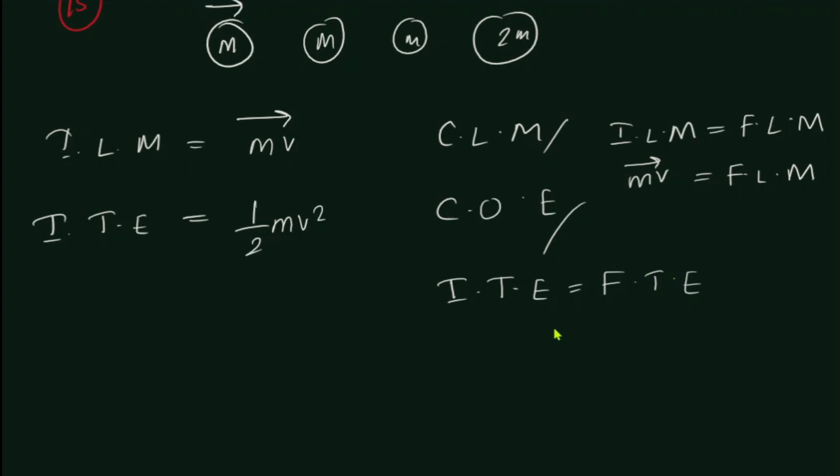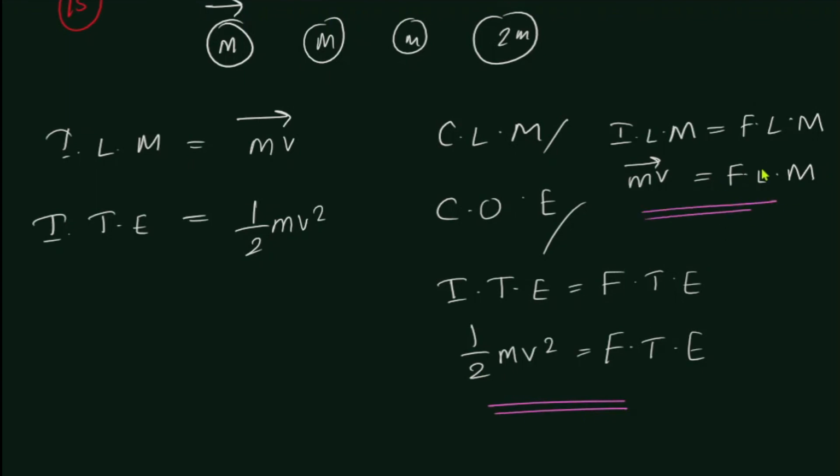What is the initial total energy? Half m v squared, which means the final total energy of the system after each and every object collides with each other should also be half mv squared, right? Half mv squared. This is very important, this equation and this.